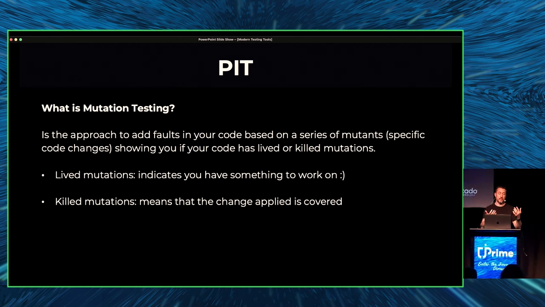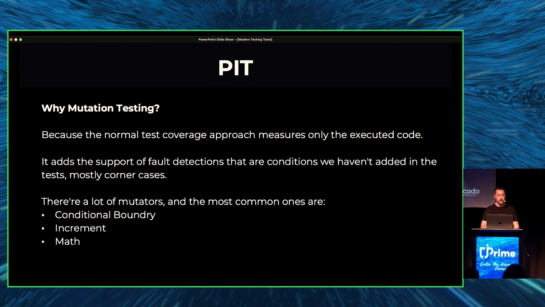And we call these live mutations or killed mutations. Live mutations indicate that you have something to work on, something wrong. And killed means they try to change your code, and your code survives it. You are expecting those changes. These are called mutators in PiTest. And we have a lot of different ones, mostly based on corner cases, like conditional boundary, increments, mathematical operations and everything.